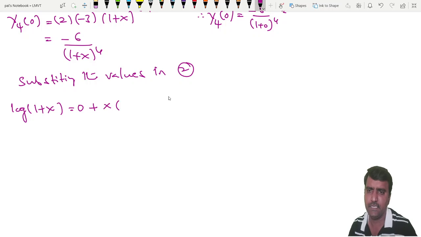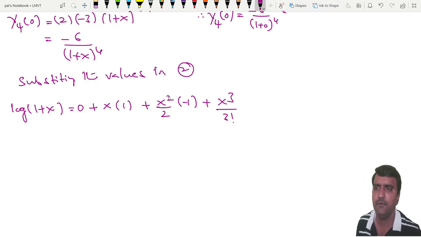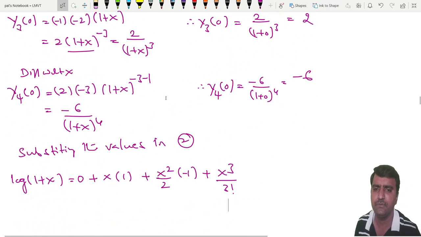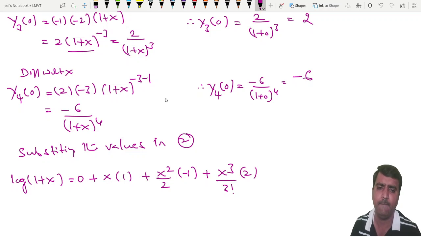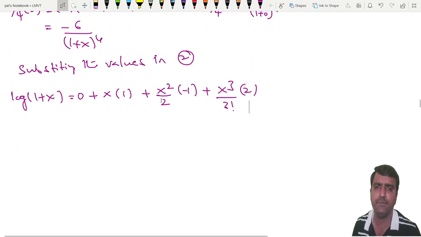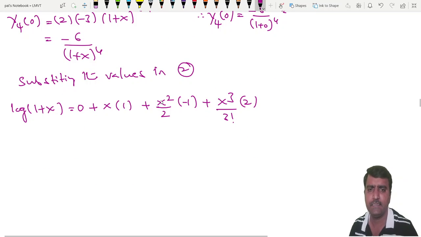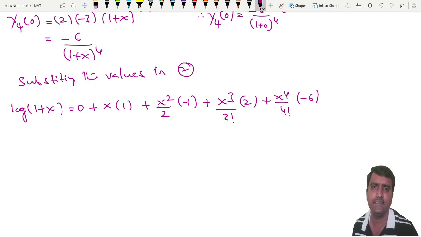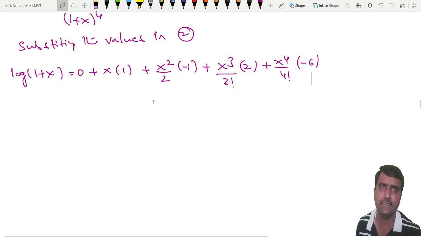Plus x into y1 of 0, which is 1. Plus x square by 2 factorial into y2 of 0, which is minus 1. Plus x cube by 3 factorial into y3 of 0, which is 2. You substitute that value here. And plus x to the power 4 by 4 factorial into y4 of 0, which is minus 6.